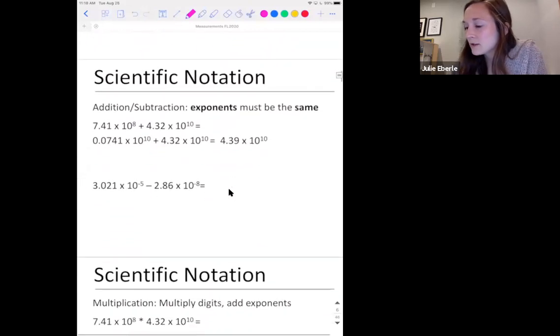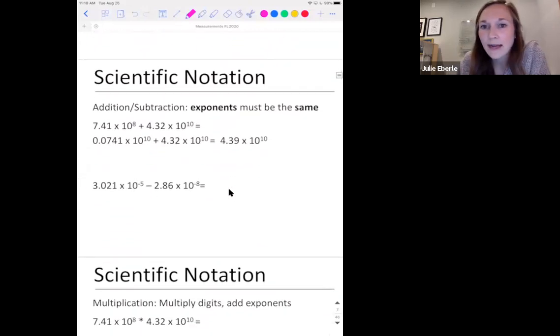Okay, we're going to move on. We're going to also look at how to add and subtract, how to multiply, and how to divide numbers in scientific notation. And then we're going to move on to prefixes. And that's the last topic we're going to talk about for today.